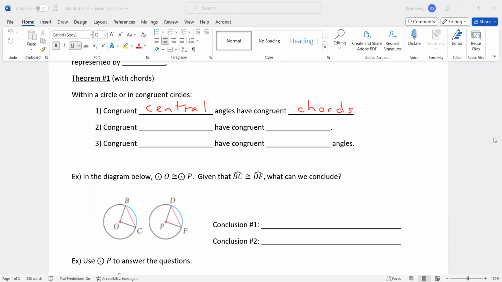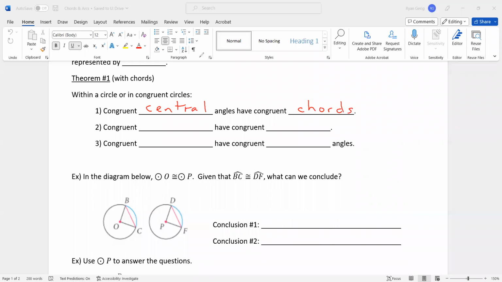Okay. So let me just show you real quick again and really point this out. If I have a central angle, the chord that connects those endpoints is what I'm talking about there. If I have, we know that this angle and this angle are congruent, right? I can conclude that those chords are congruent. That's what that's saying. Okay. Let me go ahead and get rid of that.